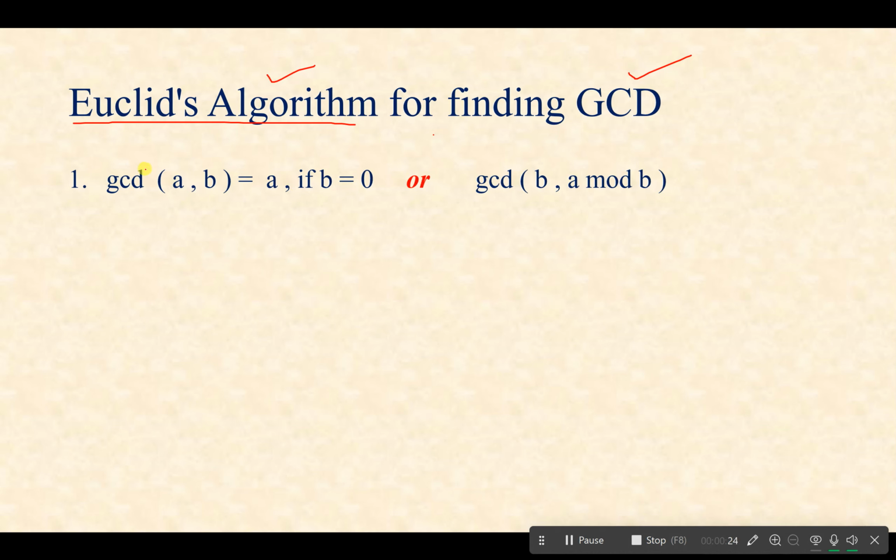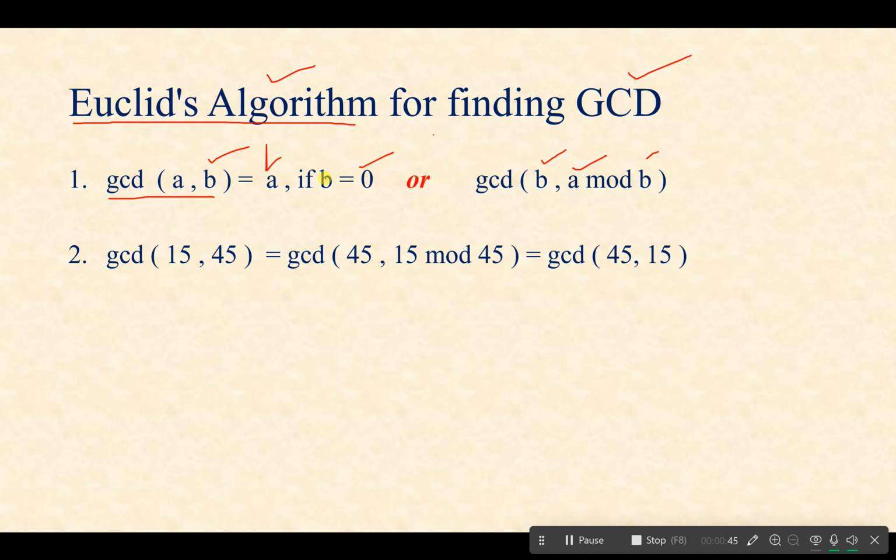So Euclid's algorithm is simple. The GCD of a comma b is a if b is 0. That means if one number is 0, you can return the other number as the GCD. Or if it is not 0, you will continue in the same way with GCD of b comma a mod b.